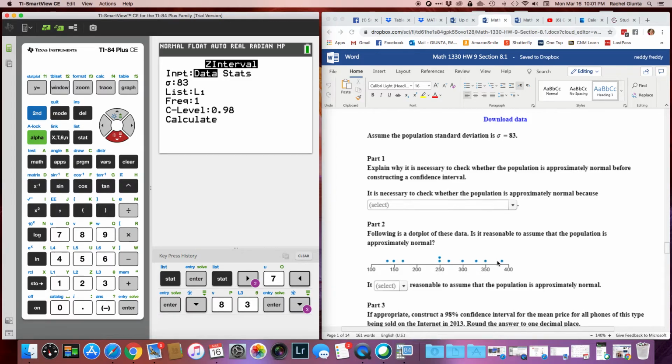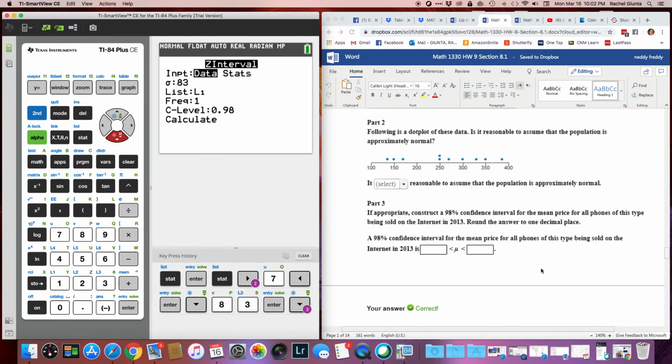And the only times that you would say no to that, they're going to make it really obvious that there's an outlier. So it'd be a bunch of dots that are fairly close together, and then something that's way out here, a really obvious outlier. That's the only case where you would say no, but usually in these you're going to say yes, it is reasonable to assume the population's approximately normal.